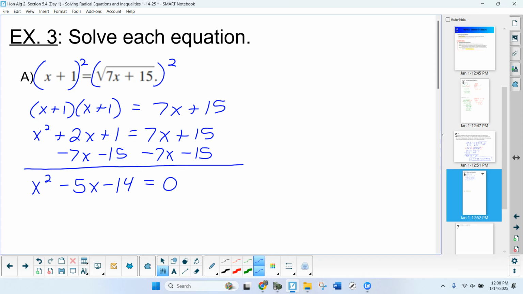Okay. At this point, we have options. It's quadratic. Factor, complete the square, quadratic formula. A is 1. Life is easy. Laura, I'm going to try to factor it. What question are you going to ask yourself? What's your sign? Oh, -5. So what multiplies to give you negative 14 that adds to give you negative 5?